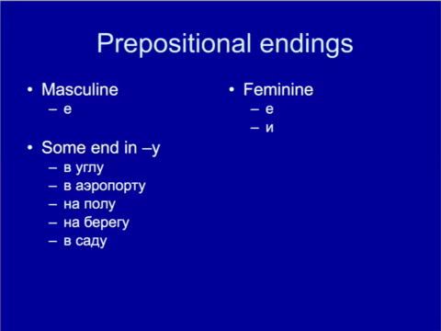So the prepositional for all the masculine nouns is -e. Doesn't matter if they're hard or soft, it's always -e, apart from this little group of words. These are just irregularities. Everything else will end in -e. So for example, na stole would be on the table. The feminines also end in -e. So if you wanted to say in the book, you would say v knige.